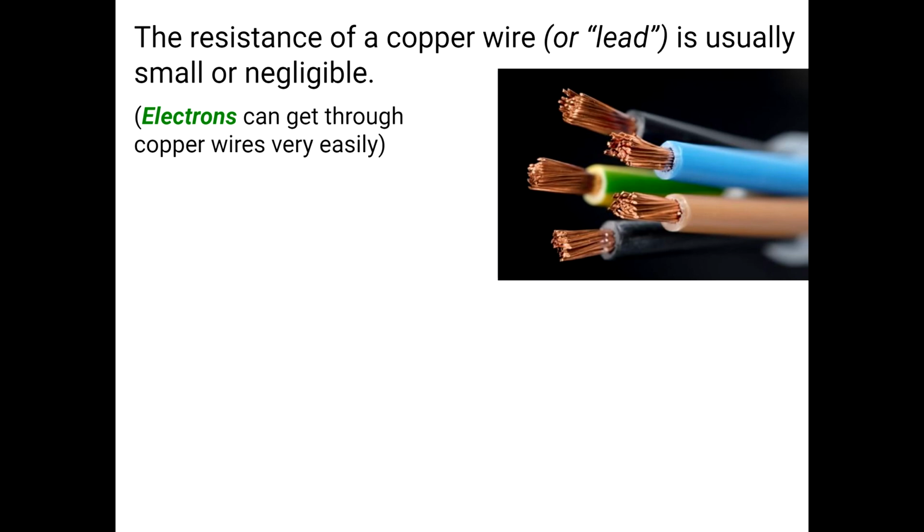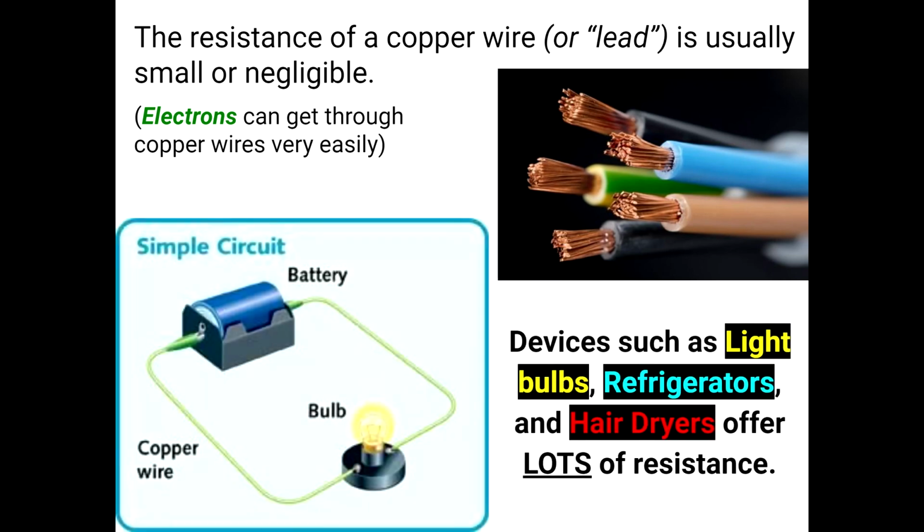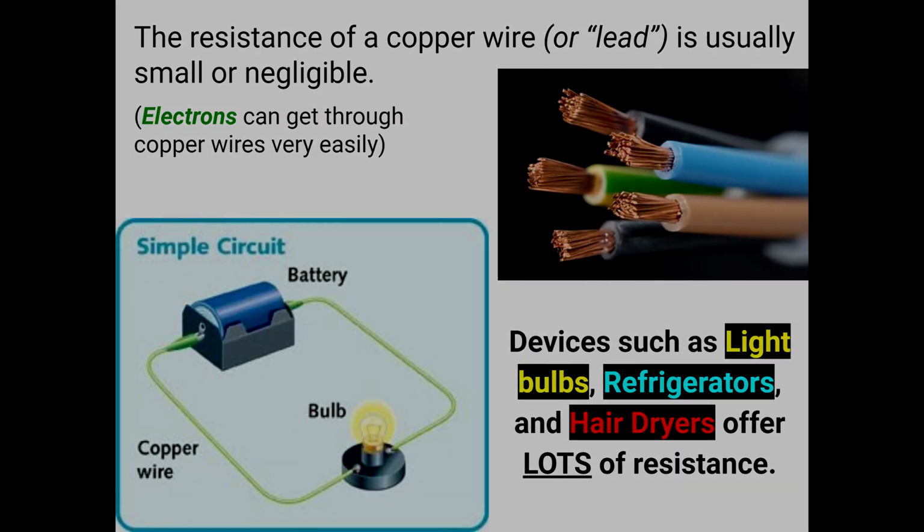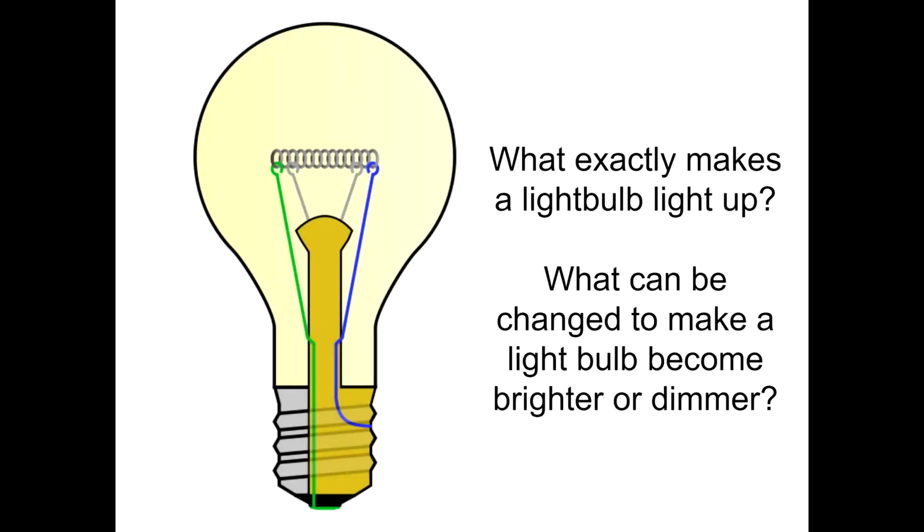Okay, so if wires don't have a lot of resistance, what does? That would be devices, such as light bulbs, refrigerators, and hair dryers. These types of materials have lots of resistance in them, which means when electrons go into these objects, they have a really hard time pushing through the device. That difficulty that they have pushing through the device means energy is going to be released by that device. So let's talk about what that would look like for a simple object like a light bulb, which you're going to use a lot of in this class.